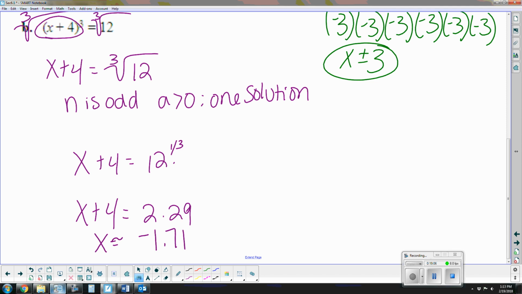X approximately equals negative 1.71. You cannot have it the other way because, I mean, you're not going to get negative 6.29 because x has to be positive. There's only one possible solution.